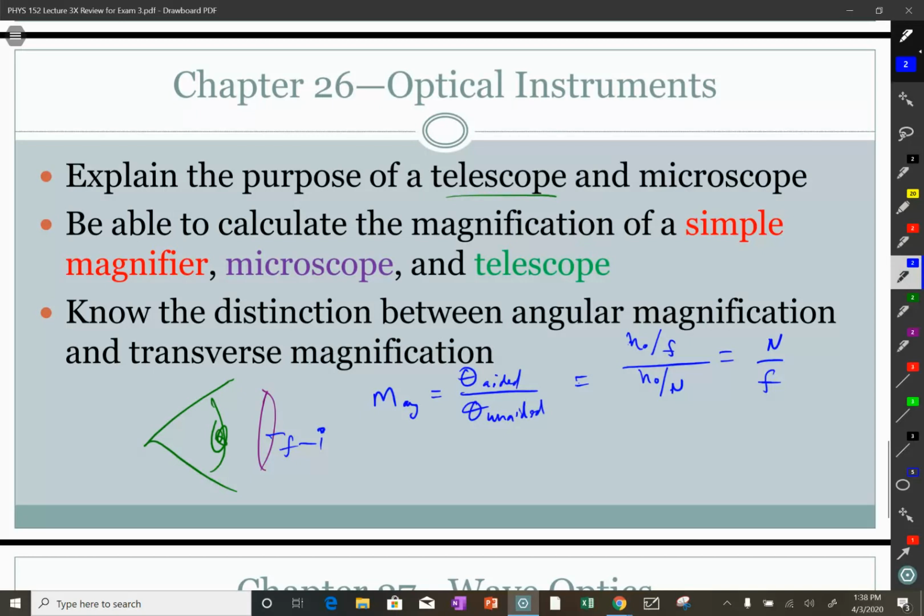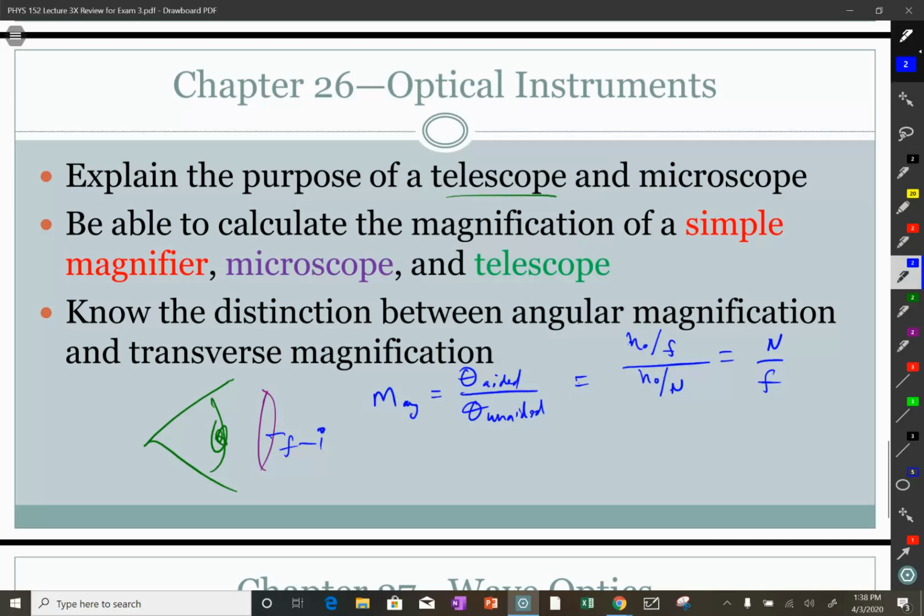Now for a microscope, you have the objective lens, the lens that's closest to the object. You put the object close to that, which makes a magnified transverse magnification image that then is the object for the eyepiece. So the eyepiece magnification is still going to be this, and you have the transverse magnification of the eyepiece. For a telescope, you have something very far.